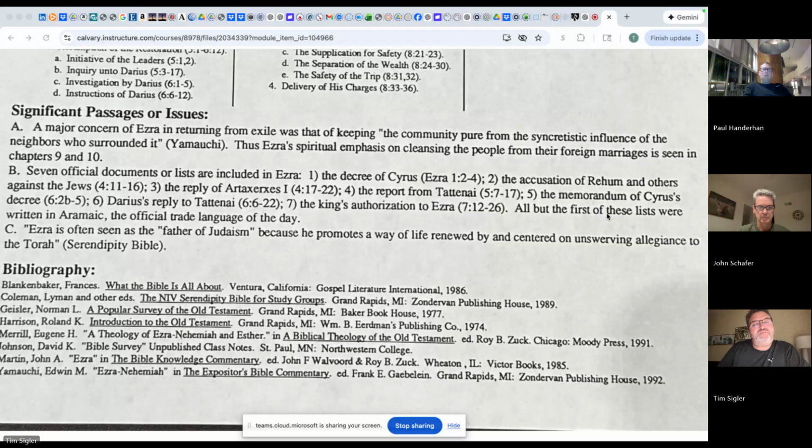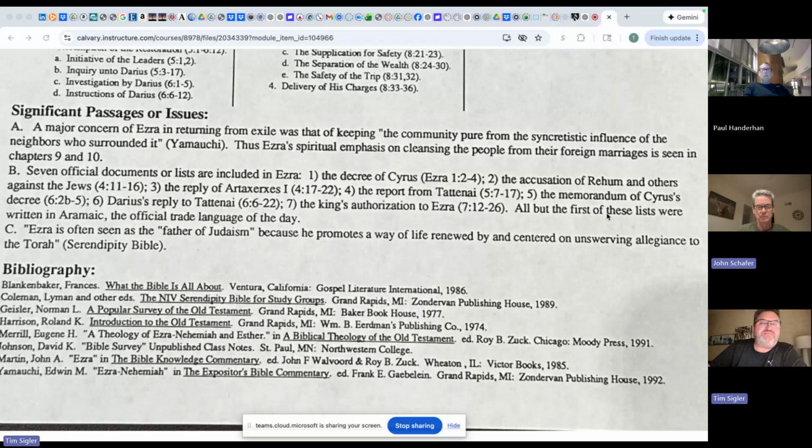Now, one last thing. This is by way of sort of a more simple or less academic note. It's from the Serendipity Study Bible, much more focused on application than interpretation. But you'll notice letter C here has a quote. Ezra is often seen as the father of Judaism because he promotes a way of life renewed by and centered on unswerving allegiance to the Torah. And I think that's fair. That's pretty helpful.